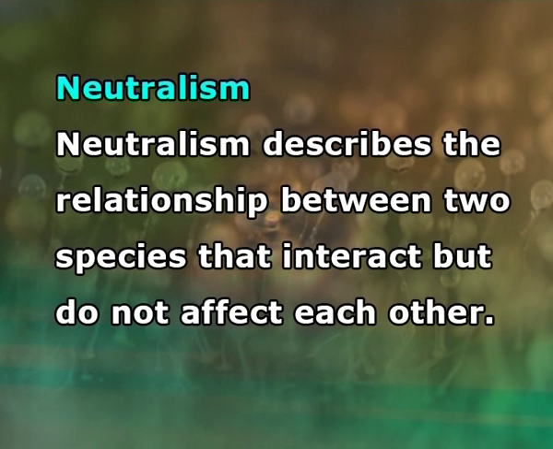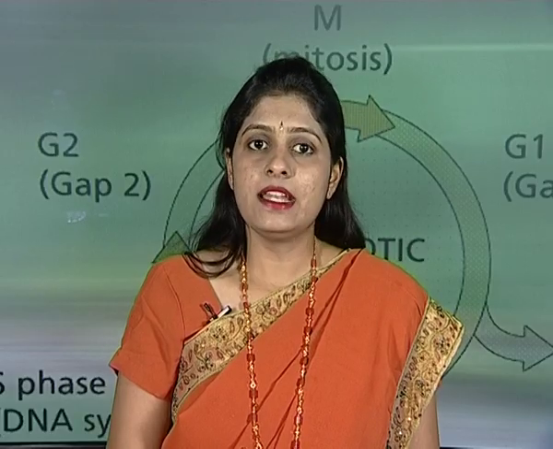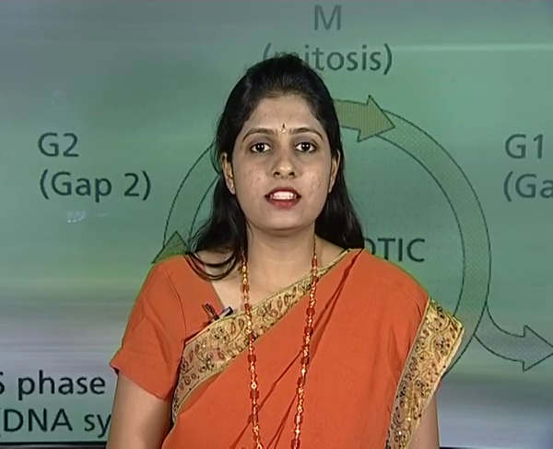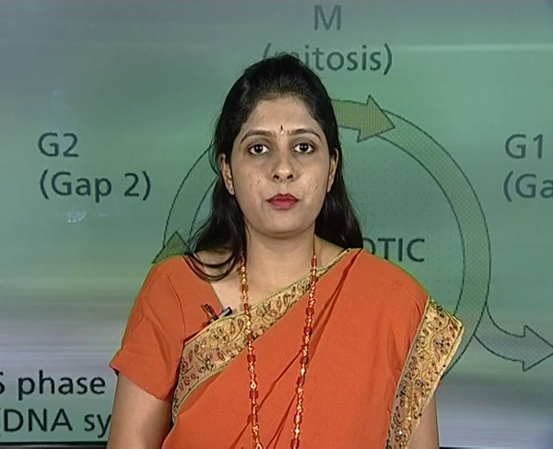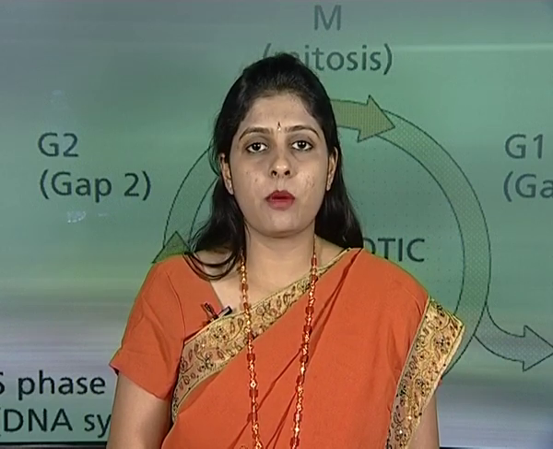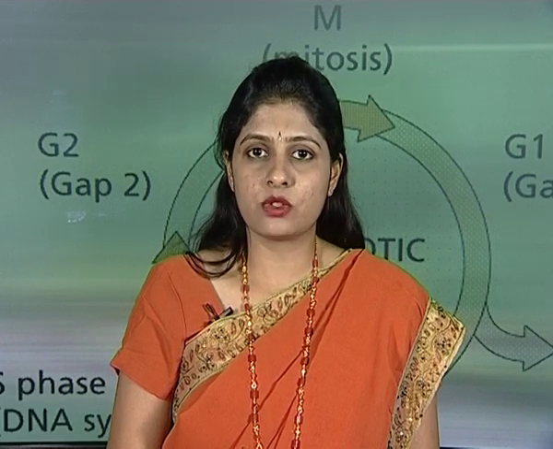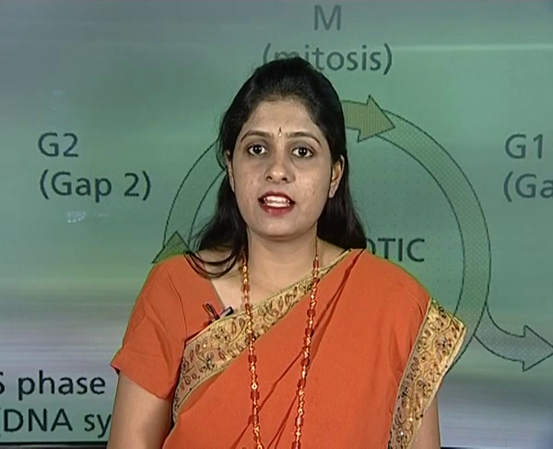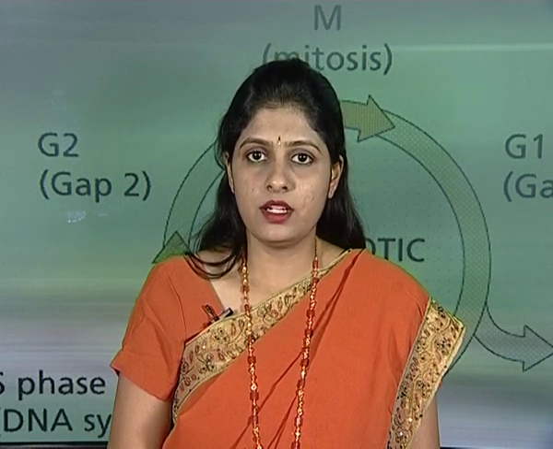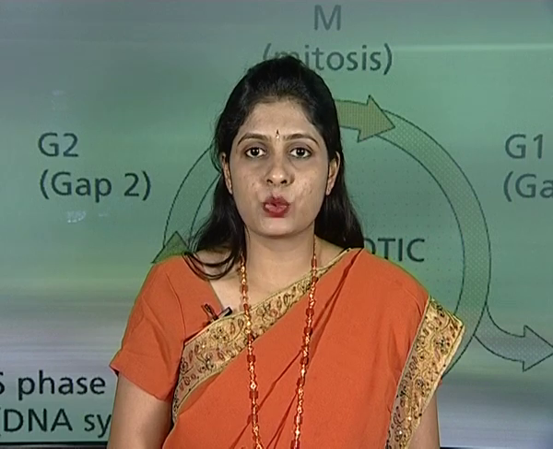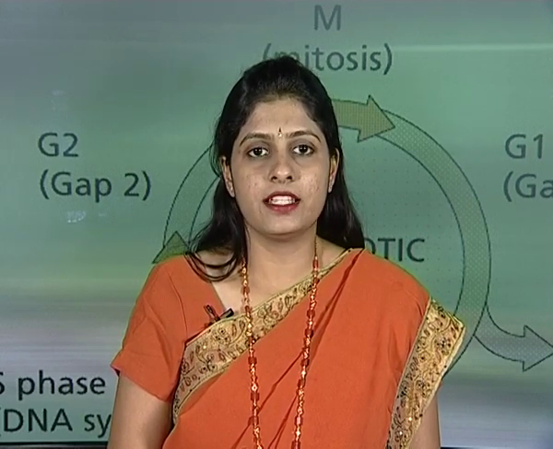Let us now look at what is neutralism. Neutralism describes the relationship between two species that interact but do not affect each other. It describes interactions where the health of one species has absolutely no effect whatsoever on that of the other. Examples of true neutralism are virtually impossible to prove. When dealing with the complex networks of interactions presented by ecosystems, one cannot assert positively that there is absolutely no competition between or benefit to either species. However, the term is often used to describe situations where interactions are negligible or insignificant.